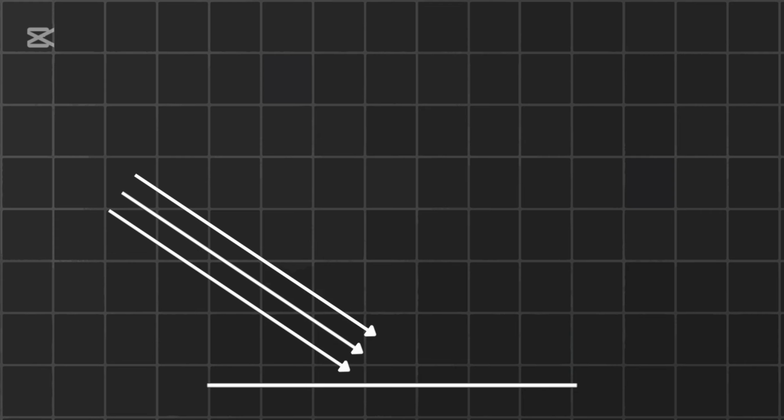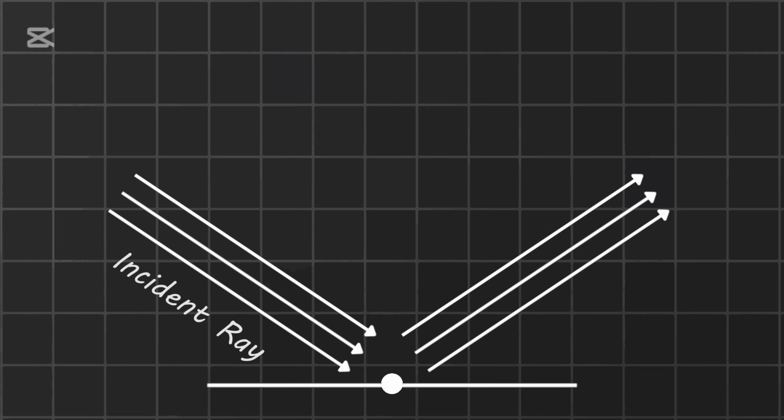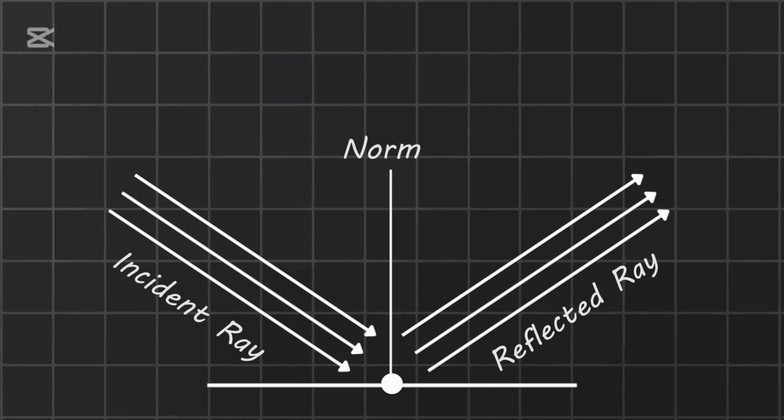The reflection of light begins when a group of parallel rays strikes a surface. These rays are referred to as incident rays. Upon striking the surface, the rays bounce off. The ray that is reflected away from the surface is called the reflected ray. At the point where the rays meet the surface, an imaginary perpendicular line is drawn. This line is known as the normal.